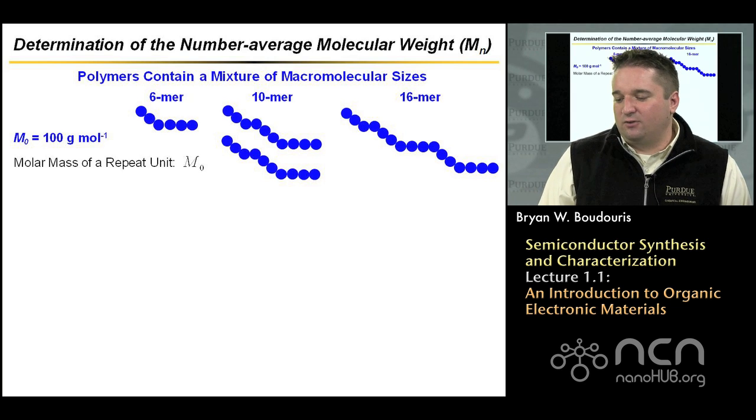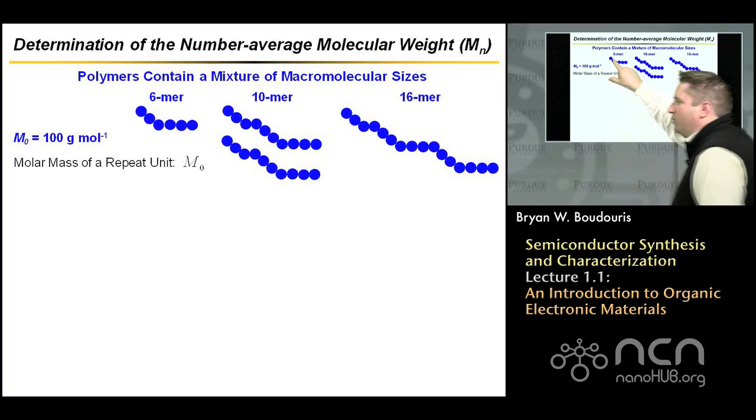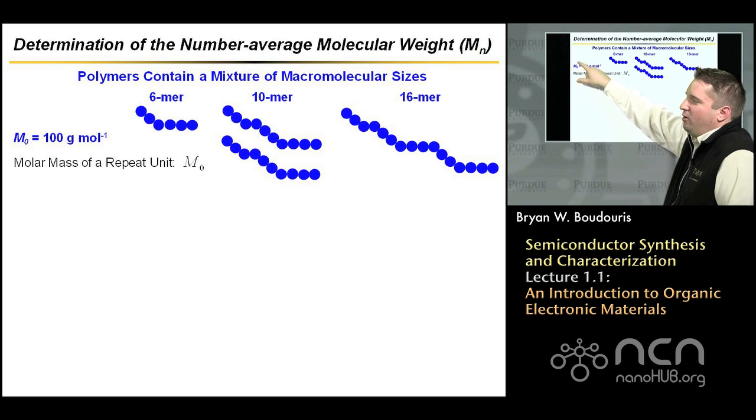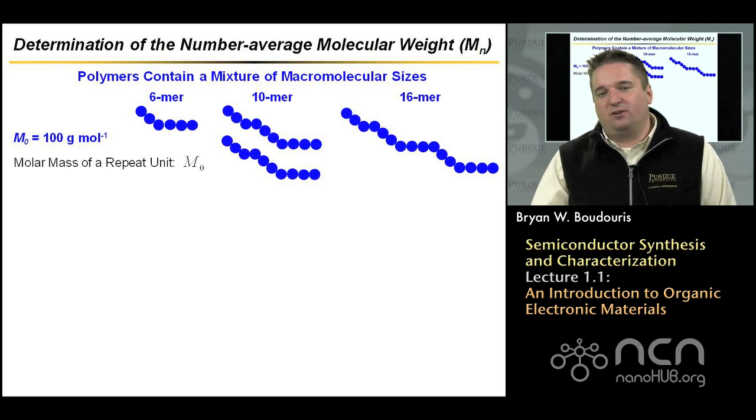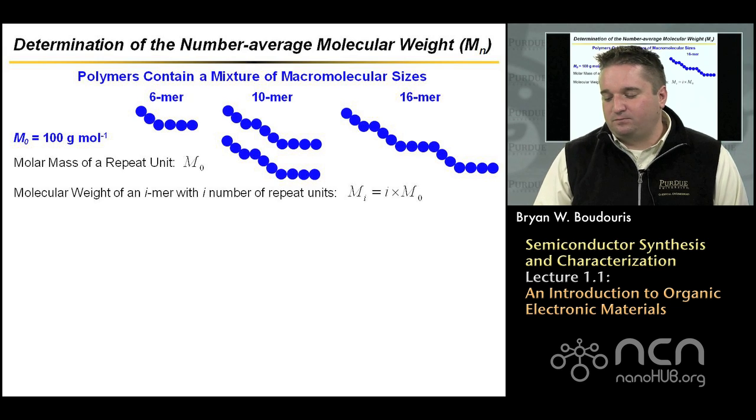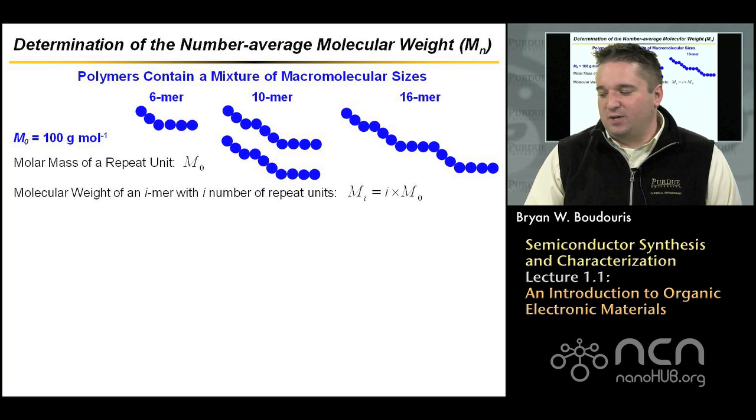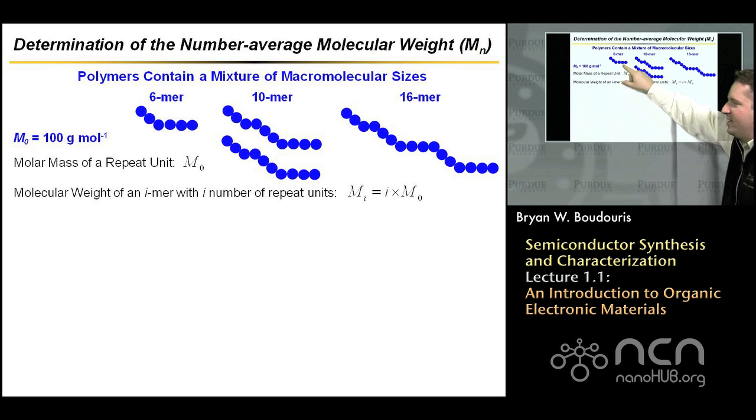To get at that more rigorously, we'll assume that each one of these blue balls has a molecular weight of 100 grams per mole. And the molecular weight of a single repeat unit I'll call M naught. So that's the mass of a single repeat unit. And I know then that the molecular weight of one of these chains must just be the mass of one repeat unit, M naught, times how many of these there are.